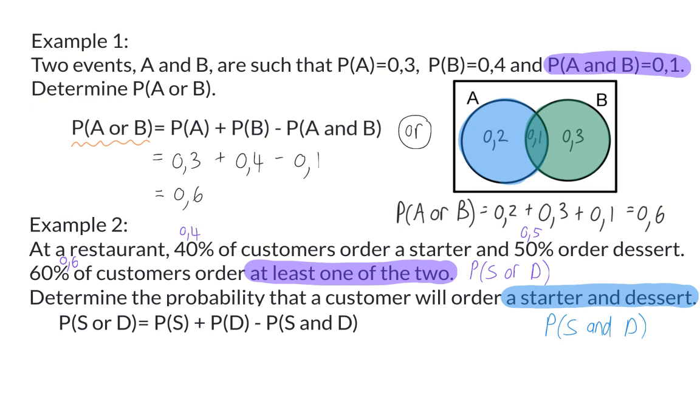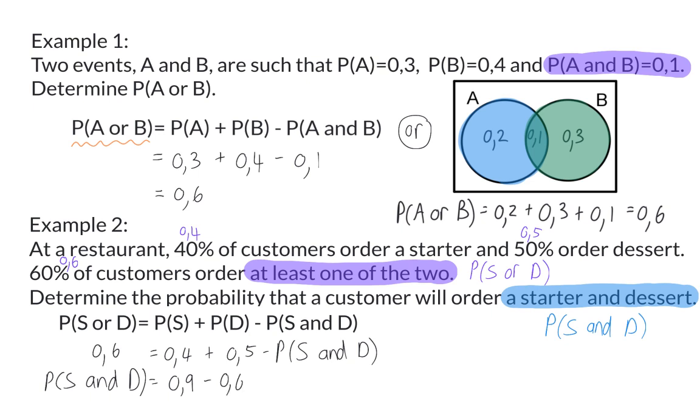We were given that the probability of ordering a starter or dessert is 60%, so 0.6. The probability of ordering a starter is 40%, or 0.4. And for a dessert, 0.5. Now we can calculate the probability of ordering a starter and dessert. So if I want to solve the probability of a starter and a dessert, I will have 0.9 on the right, adding the 0.4 and 0.5, and then subtract 0.6. So the probability of a starter and dessert will be 0.3.